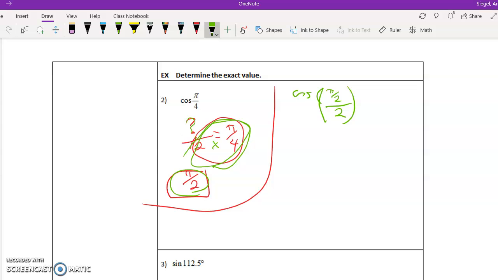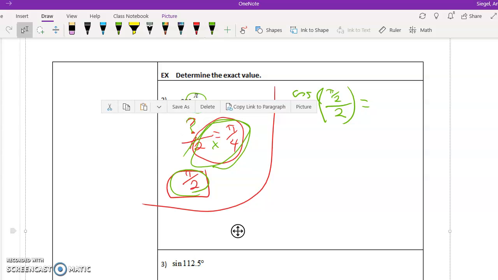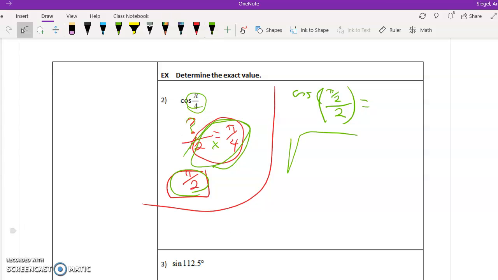And so I'm going to use the cosine formula. So let's go back. So pi over 4, that's in that first quadrant. So I know it's going to be positive. Okay, so let's see what the cosine of pi over 2 is.